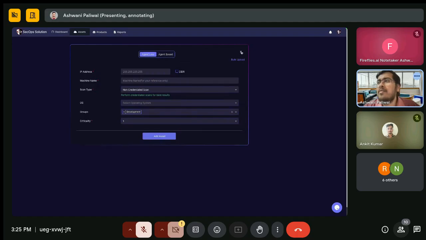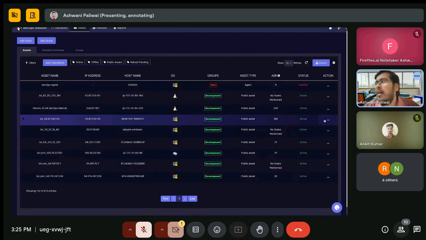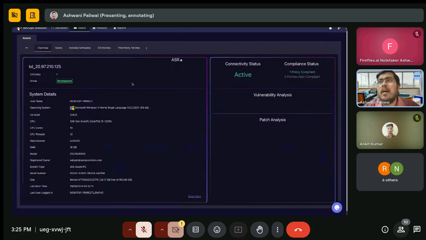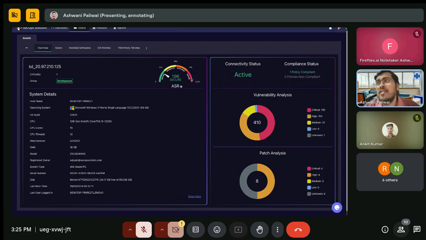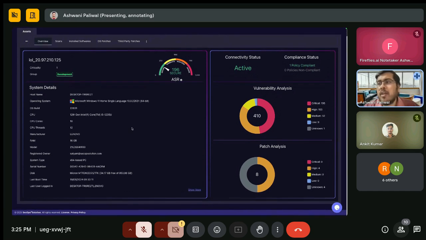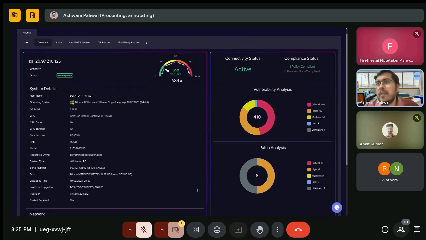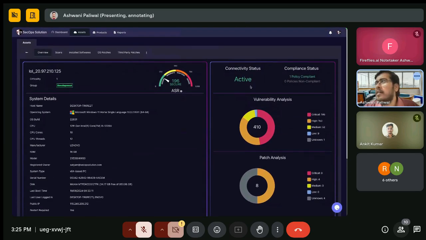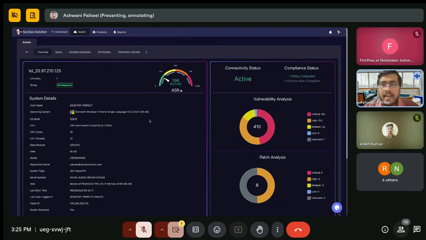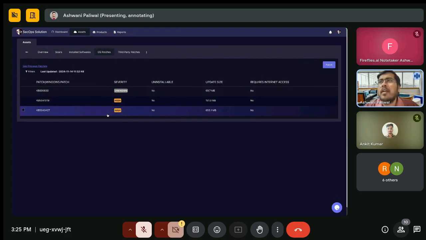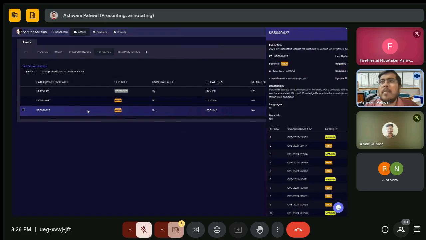So once an asset has been added, you can get all the details here. Okay, what is my asset? How secure is this particular asset? This is our asset severity rating on how we calculate the security status of this particular asset. System details, network details, compliance, all of those. As soon as the asset is added, a quick scan is done where it identifies what my missing patches are here. So you get a list of all the missing patches in your system. Currently I have all of these missing patches here.